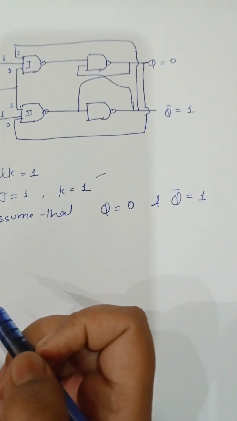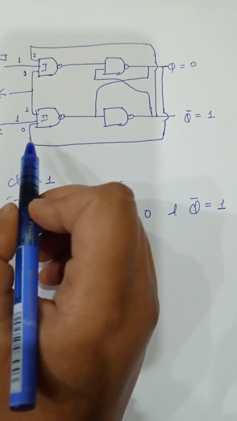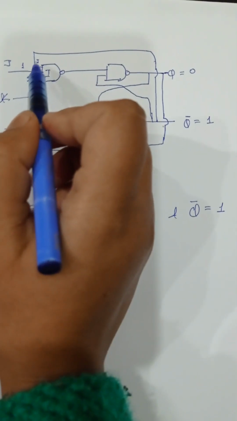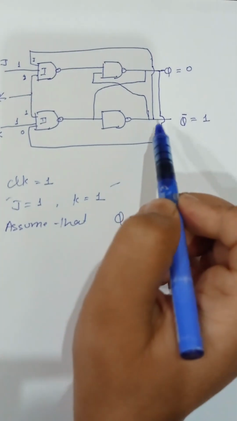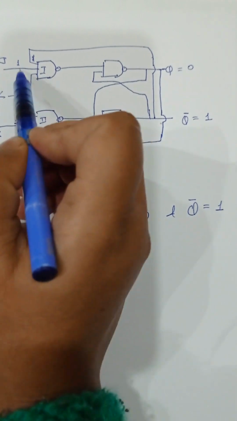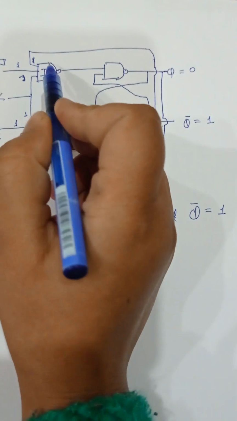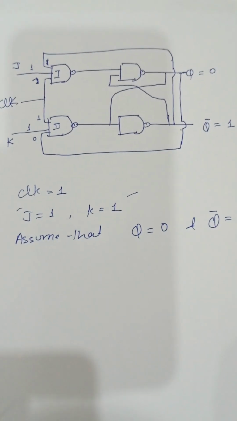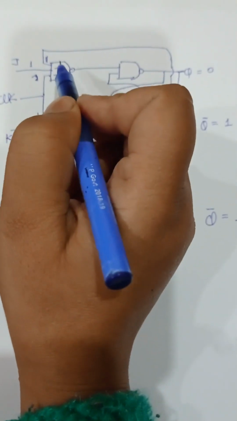So here you can see that K is 1, clock is 1, and your Q is 0. In this case, for the first NAND gate, you see that this one, your Q complement, is 1, J is 1, and clock is 1. Now you have to operate these two NAND gates, and I think all of you know how to operate these NAND gates. Firstly perform the AND operation, and then do the complement.